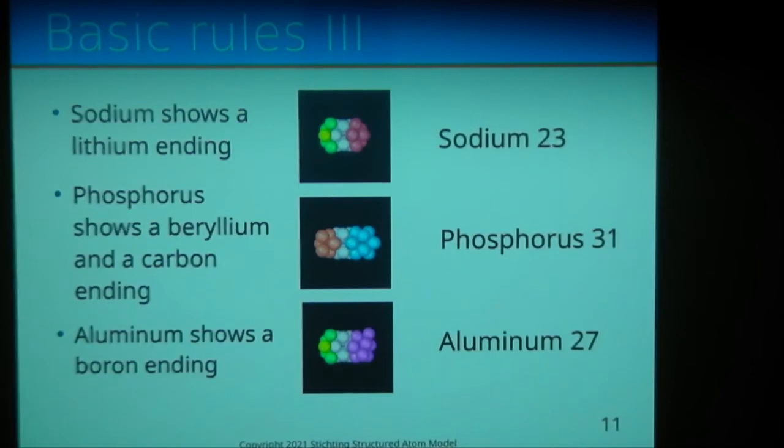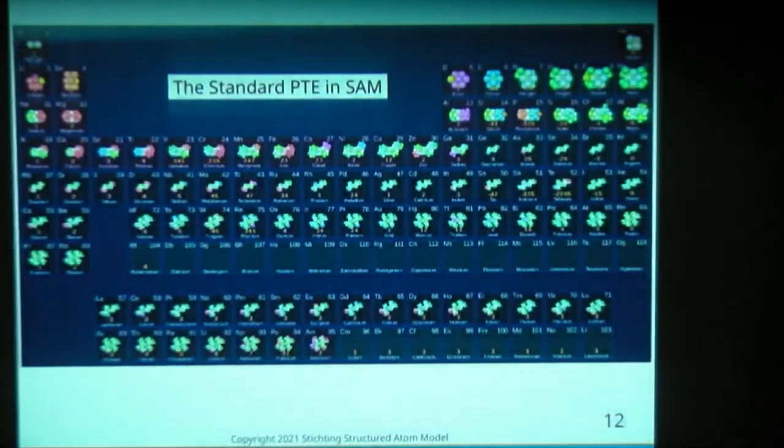After the capping phase, the building phase starts with the lithium ending, which contains three deuterons, the beryllium ending with four deuterons, the boron ending with five deuterons, and finally carbon again, this time with five deuterons and a single proton. This is a depiction of the classic periodic table of elements with pictures of the SAM nuclei of the elements. The first three rows show the so-called cycle of eight in its clearest form.